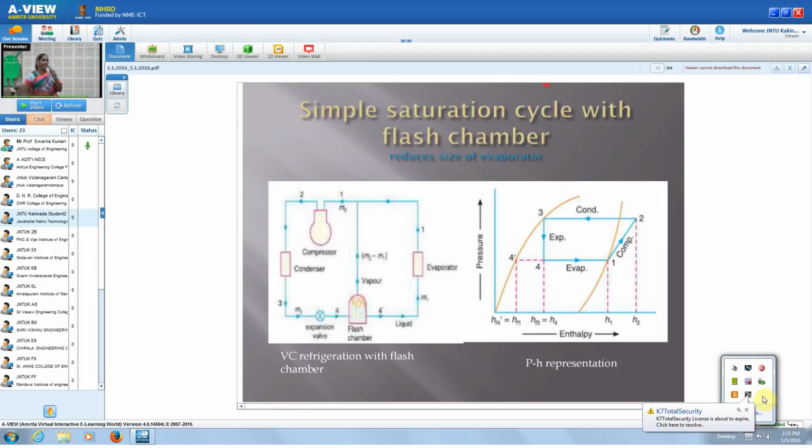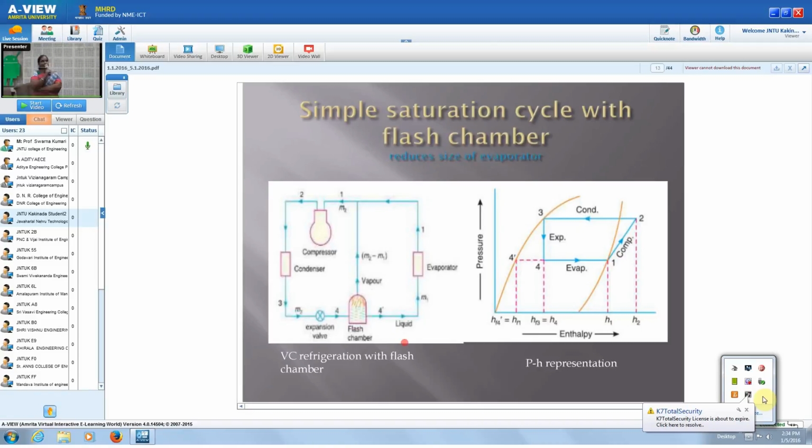So this is a simple saturation cycle with the flash chamber. You can see the diagram here: compressor, condenser, expansion valve. Then afterwards, a flash chamber is there between the expansion valve and the evaporator. That flash chamber will separate the vapor, and the vapor directly goes into the suction of the compressor, and only the liquid refrigerant is passed through the evaporator.